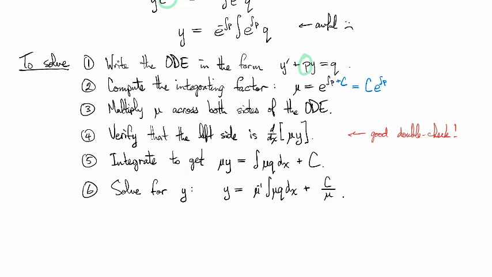So then if we multiply across both sides of the differential equation, then we would have c e to the integral of p times y prime plus py equals c e to the integral p times q. And the very first thing that I would do then is just cancel that constant from both sides. And so why even have it there in the first place?